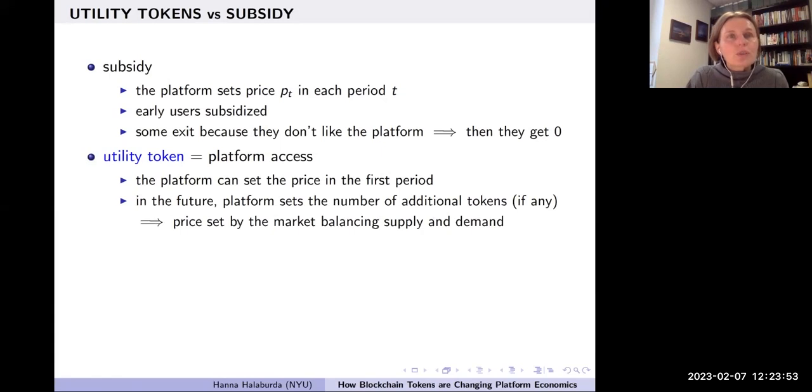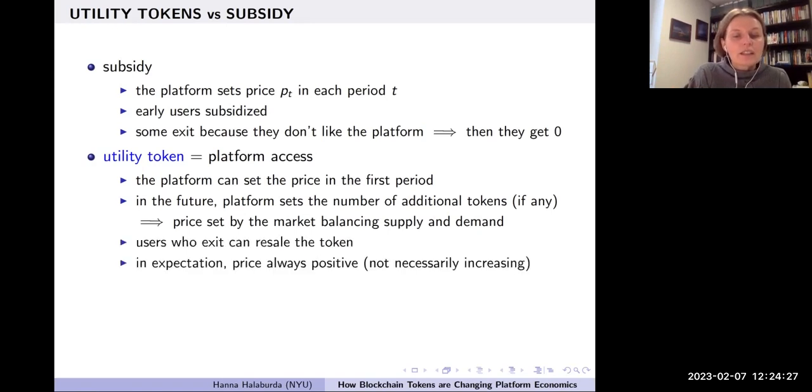But in the future, what the platform will do is set a number of additional tokens that they will issue, if any. They may commit to future issuance, but they don't need to commit to future issuance of the tokens. But the price for the token will be set on the market, because the tokens are tradable. So users who don't want to keep using the tokens, they may sell the tokens in the market. And then there will be supply and demand. Okay? So users who exit can sell the token.